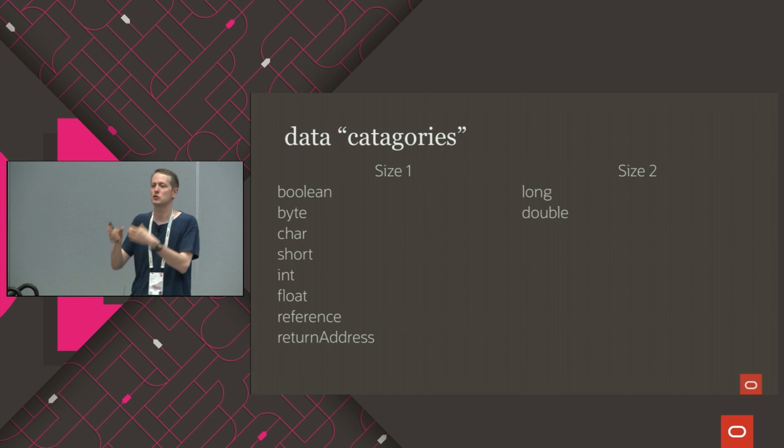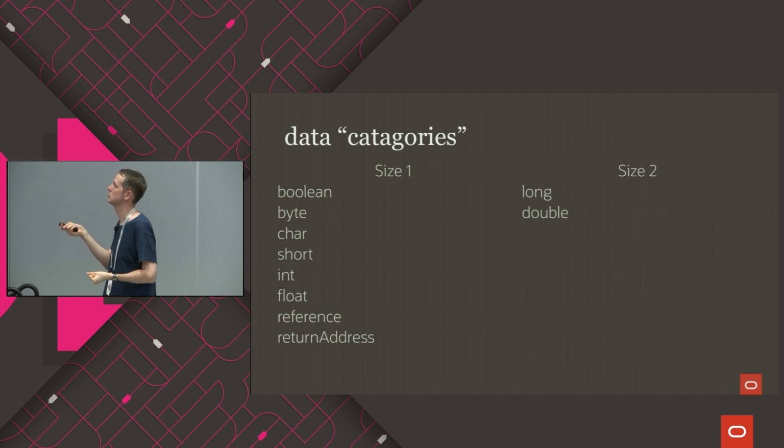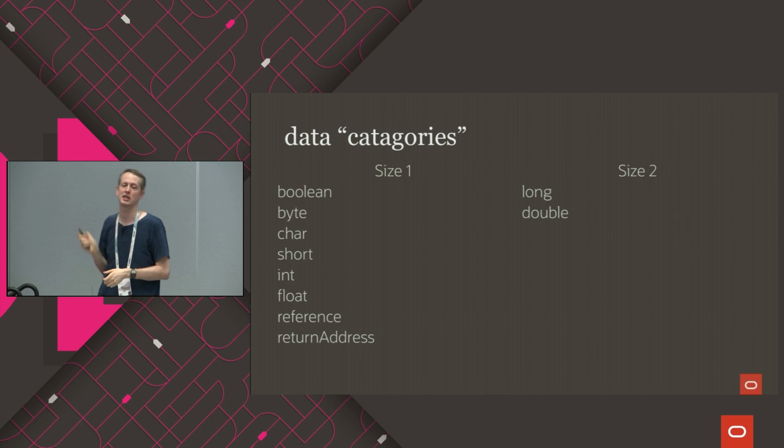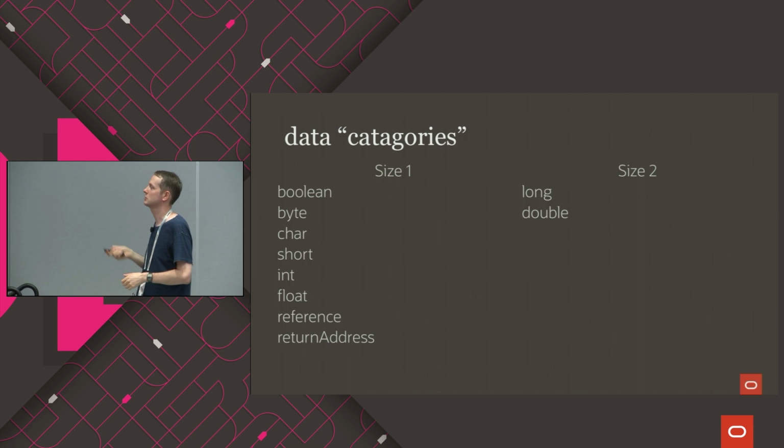So they take 2 chunks. They're 2 integers worth of space to store and manipulate them. So long takes 2 chunks, 2 slots, so to speak. Double takes 2 slots, and every other type only takes 1 slot. So if you just remember that long and double are unique, long and double take 2, and everything else takes 1, then you can remember how this works.